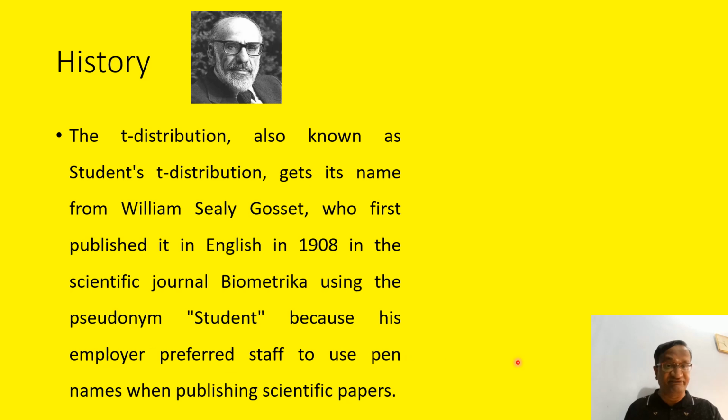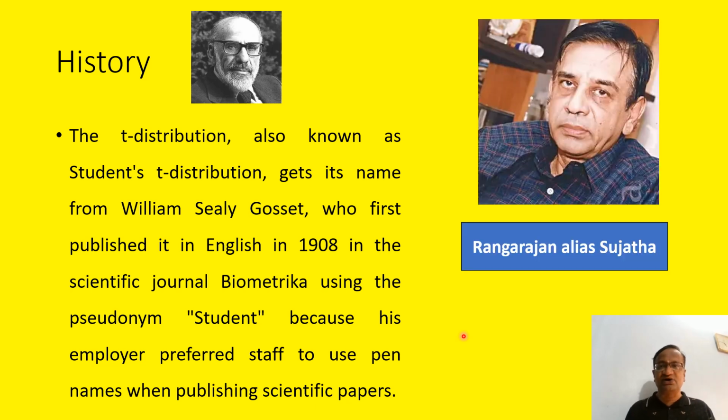His employer did not want original names used, only pseudonyms. If you wanted to publish something, you had to use a pseudonym. So Gossett used the pseudonym Student to publish in Biometrika about that statistical test. Similarly, there is a famous Tamil writer called Rangarajan, who is usually known as Sujata, a pseudonym.